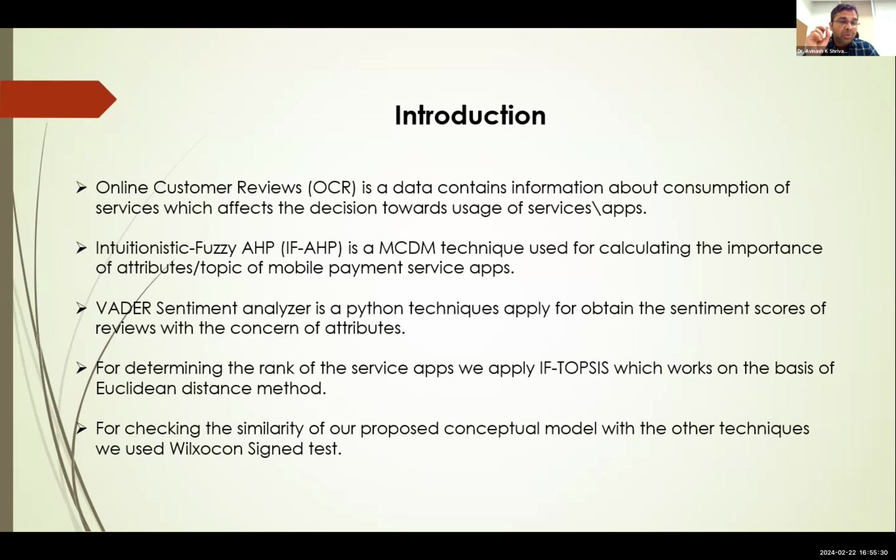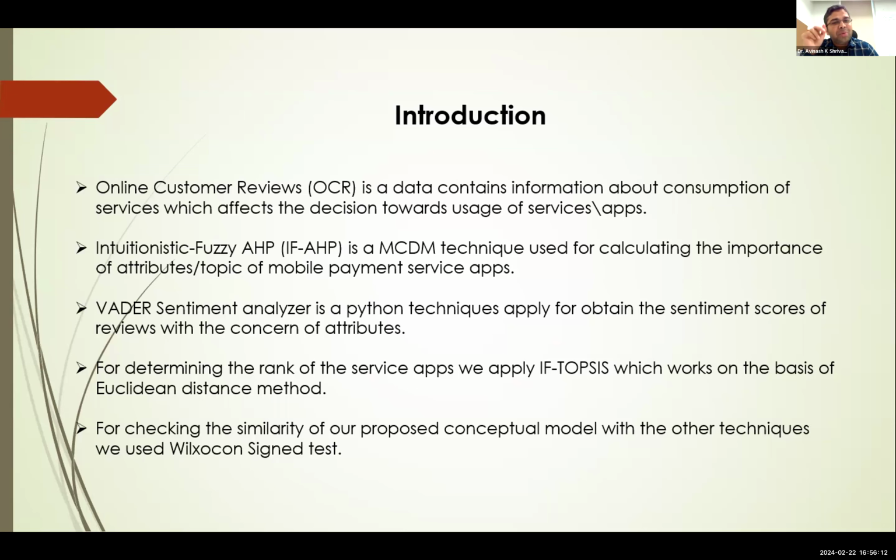Then you have mentioned this IF approach, this is the intuitionistic approach. Yes, sir. So why did you choose AHP along with TOPSIS? Because in some of the slides, I could see VIKOR. You have mentioned VIKOR as well. So how do you decide whether AHP or VIKOR is a good fit for your research? Sir, AHP is used for calculating the attribute weights, and TOPSIS for calculating the ranking.